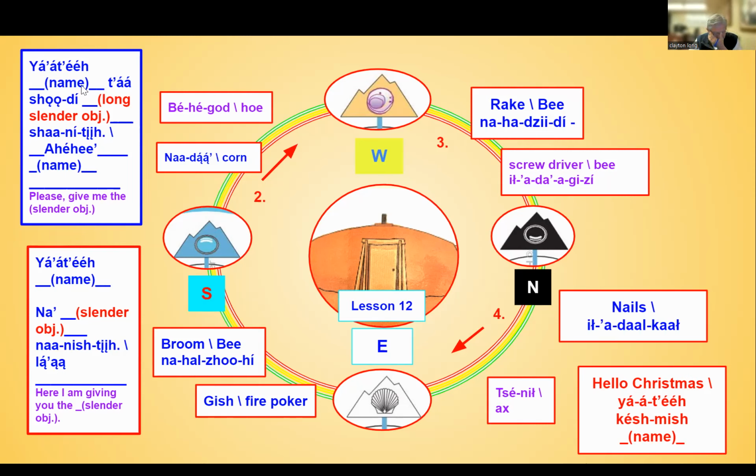Okay, now Micah, you're doing Jada. Jada. Ta shodin behegod Shaanítįįh. Micah. Na behagud na nishti. Jada. Excellent. Jada, ask Tim.